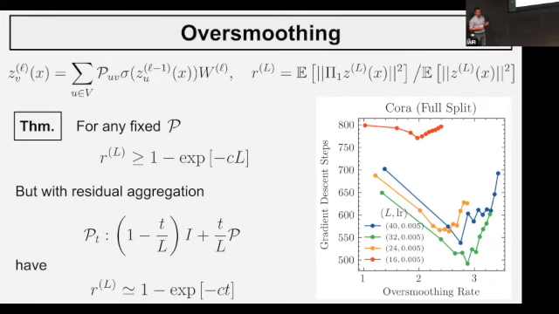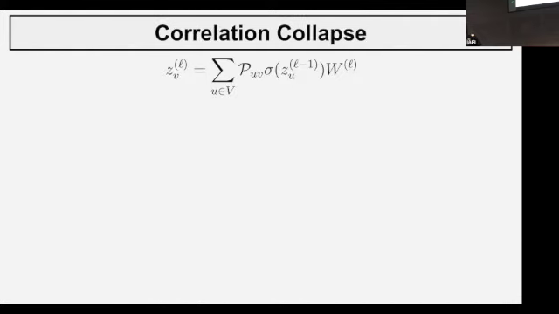Another question or comment? I forget if I already answered. Okay, wonderful. So this is principle number 2. Don't oversmooth too much by using residual connections in the spectral step.